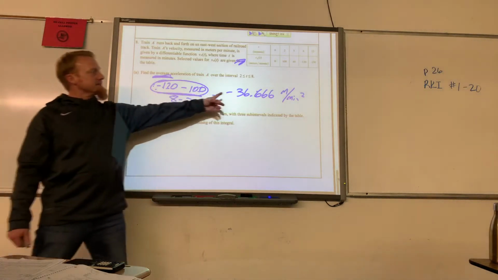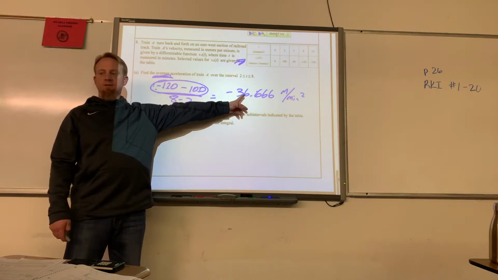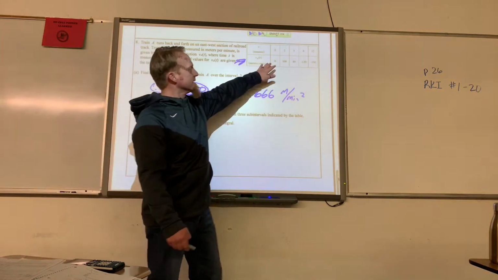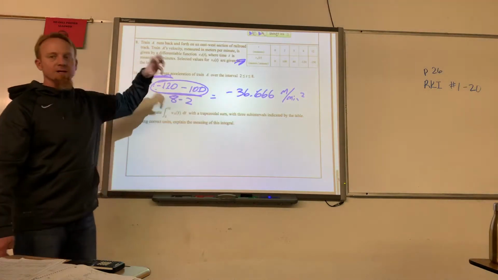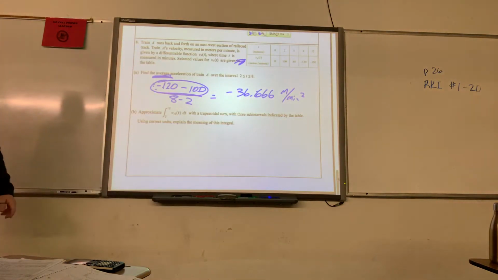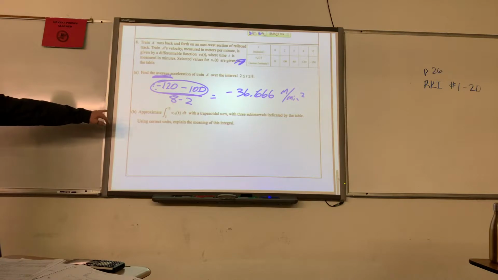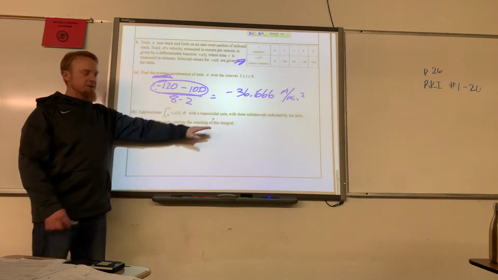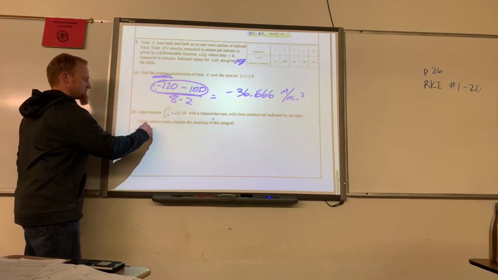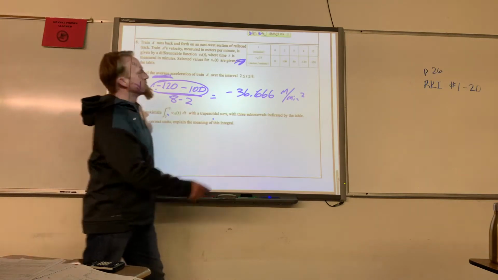All right, does it make sense? Is this feasible? Yes, it's feasible because we're here and then we're pretty small. So negative 36 is somewhere in that mix. All right, now on this one, we want to integrate this using a trapezoid sum. So I'm going to stick 1/2 out front. Okay, we're going from 2 to 12.